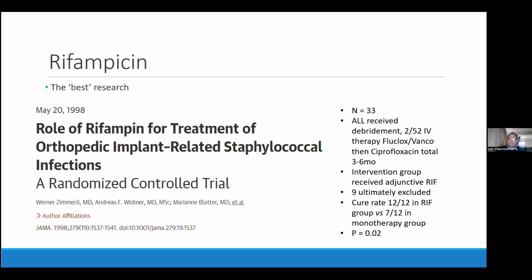And then the intervention group received adjunctive rifampicin from the beginning of the IV antibiotic component. 9 were ultimately excluded, so really left with quite a small sample size at the end of it all, and a cure rate of 12 out of 12 in the rifampicin group versus 7 out of 12 in the monotherapy group. So really small numbers, but meeting clinical significance or statistical significance. And so this became somewhat dogmatic that we should use rifampicin in implant-related staphylococcal infections.